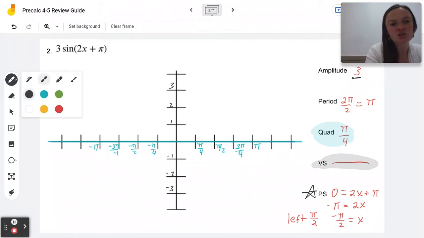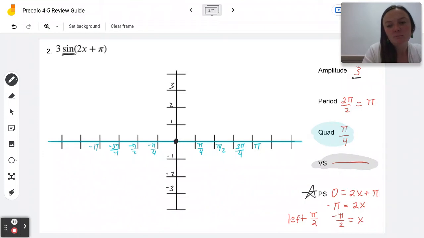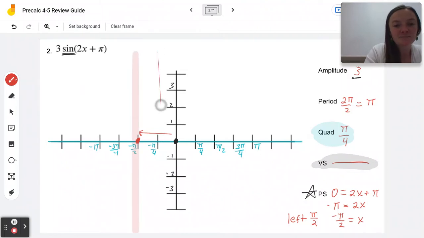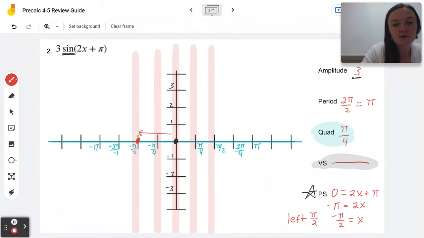So think about where sine should start. Sine should start at the origin, but we need to shift left pi over 2. So I'm going to shift left pi over 2 and think 2 pi over 4s is pi over 2, right? So 2/4 is a half. So I'm going to shift left pi over 2 and place my quadrant line there. And then I'm going to place my quadrant line on every tick mark throughout. So let's go ahead and do that.